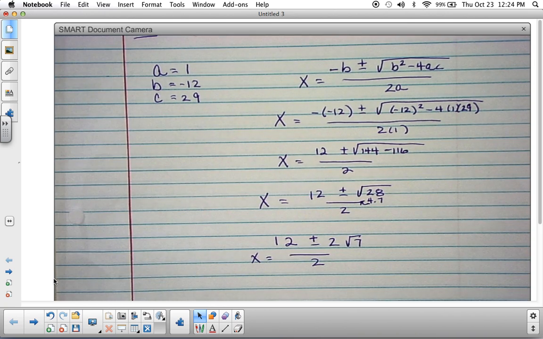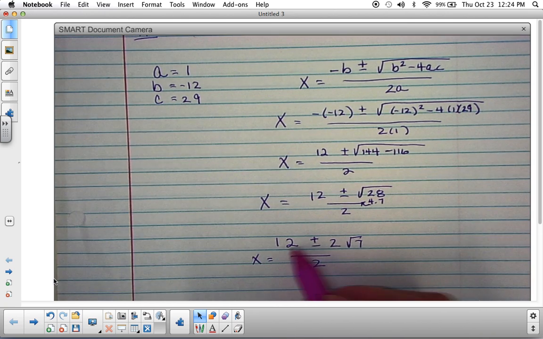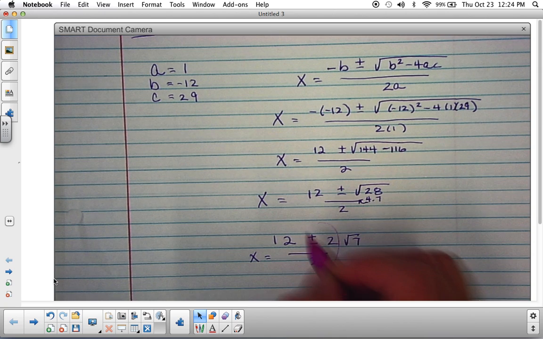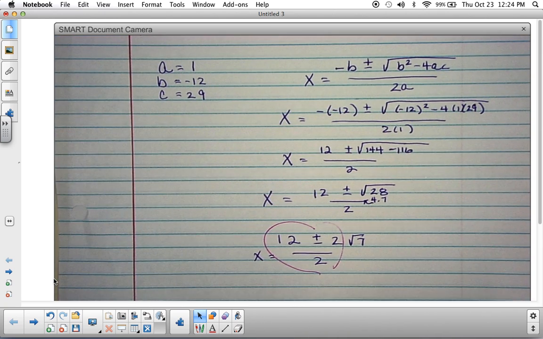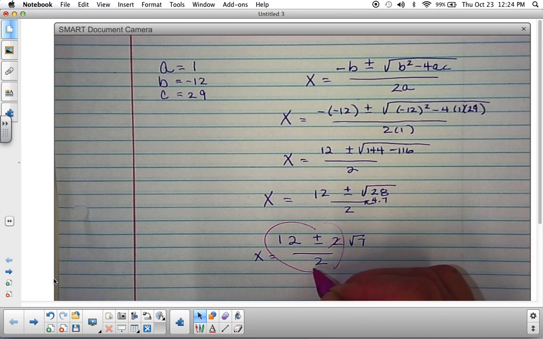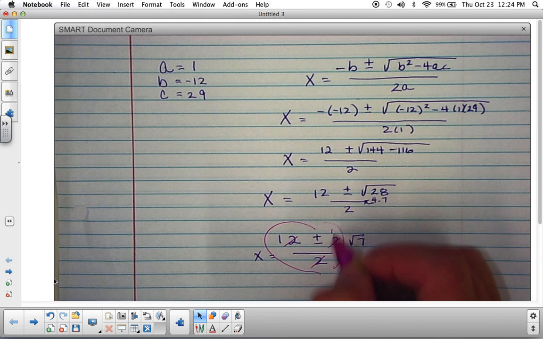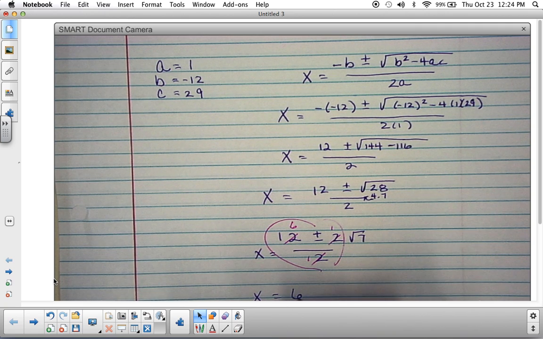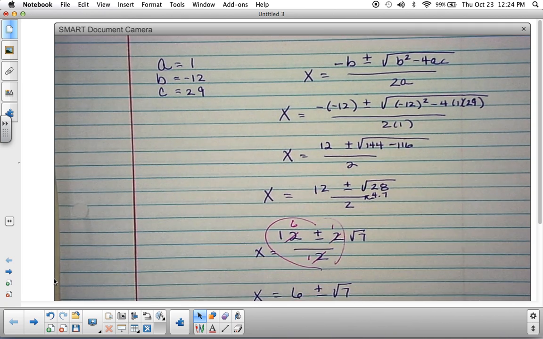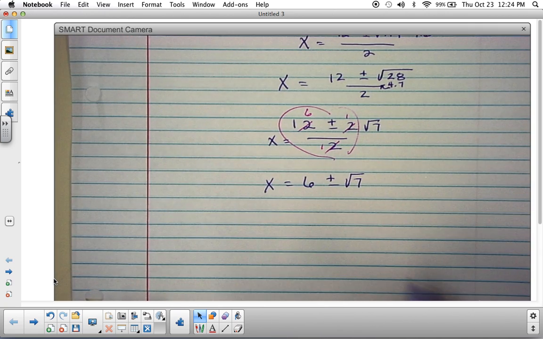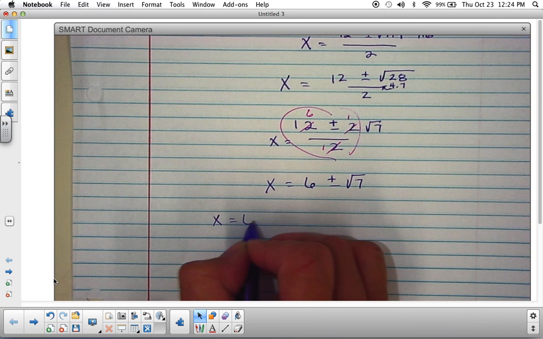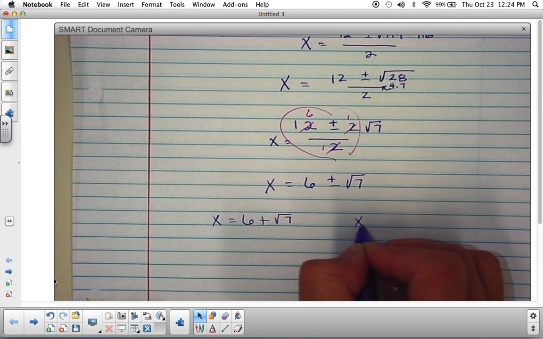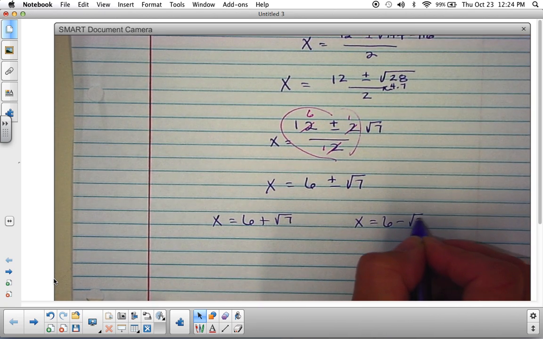And then something else you might remember from our last unit, if all three of these numbers are divisible, we made kind of like a heart around them, you should reduce those. So this will be a 1, and a 6. So my final answer here will be 6 plus minus rad 7. And really what that means is there are two answers, right? 6 plus radical 7 and 6 minus radical 7.